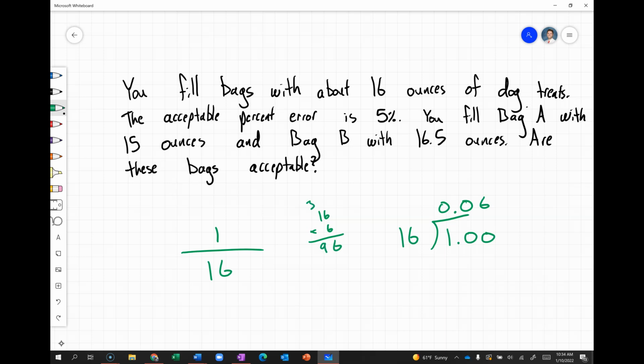That's 96. 16 goes into 40 twice, so that's 32. And 16 goes into 80 5 times. So if we turn that into a percent, we get 6.25%. So bag A had a percent error of 6.25%. This is greater than the acceptable error of 5%, so bag A is not acceptable.